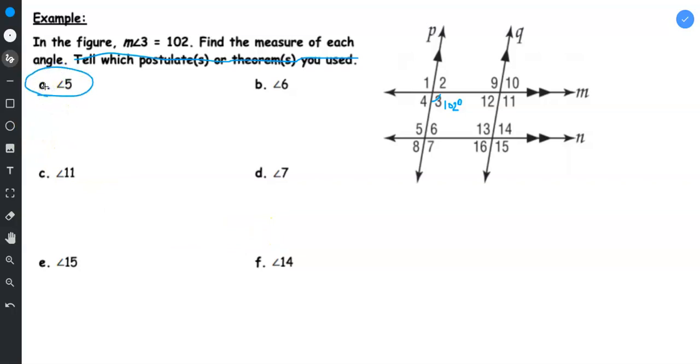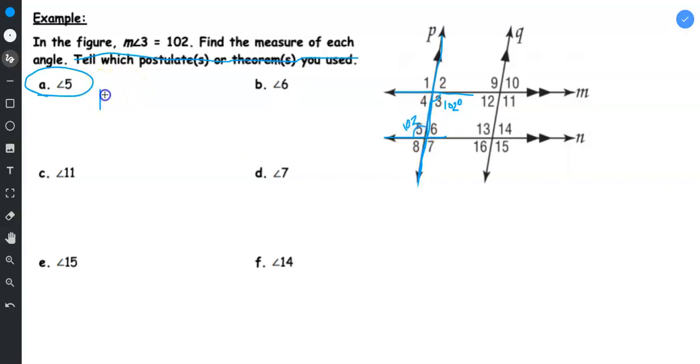So, letter A, we need to figure out the measure of angle 5. So angle 5 is down here. I'm going to use the same color because I realized that 3 and 5 are alternate interior angles, meaning they're on opposite sides of the transversal. So if I draw this in as a transversal, 3 and 5 are on opposite sides. One's on the right side, one's on the left side. So this also equals 102.